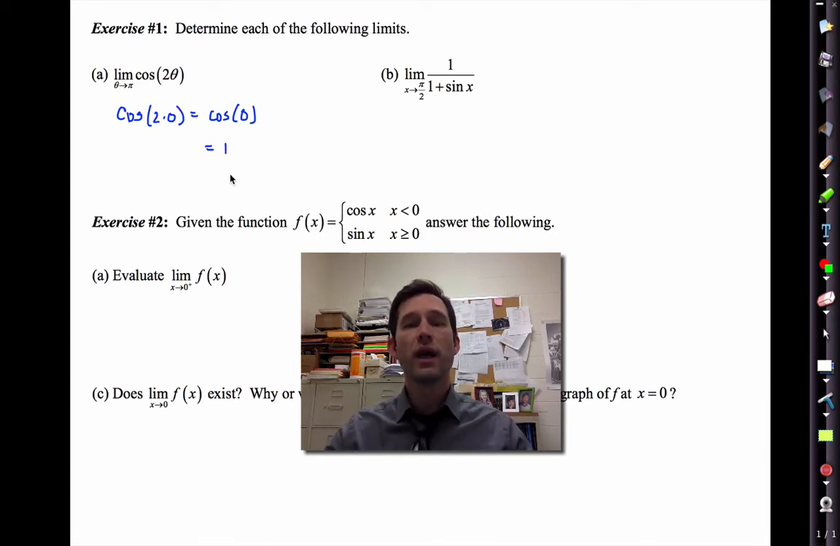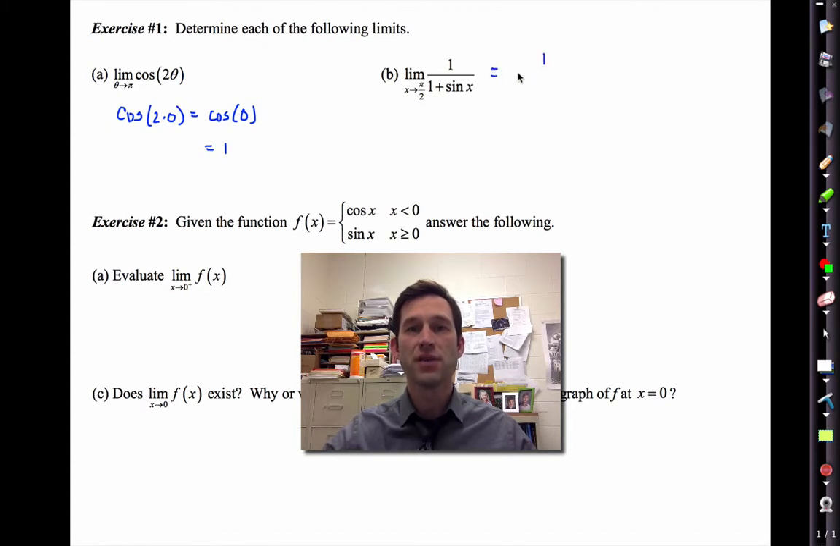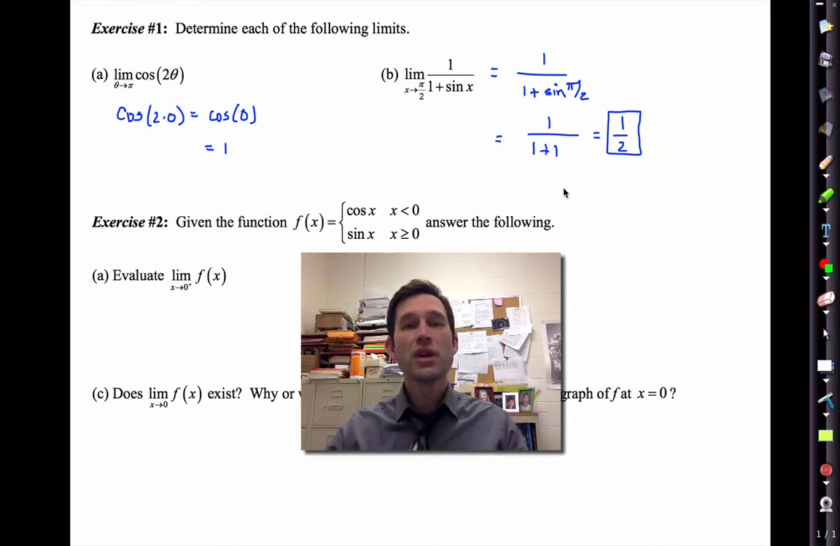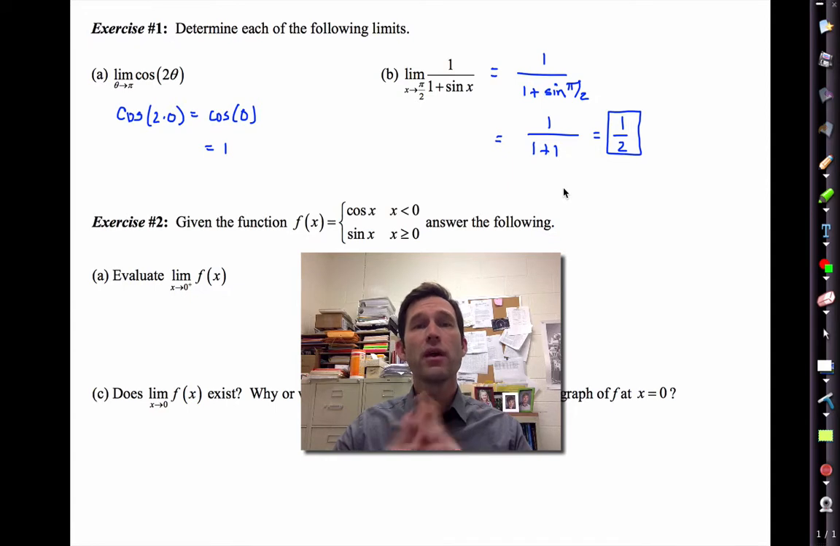Why don't you pause the video now and see if you can do letter B. Hopefully when you looked at the limit of 1 divided by 1 plus sine x as x goes to pi over 2, the first thing you tried is substitution. Since the sine of pi over 2 is equal to 1, this limit is no issue. It's 1/2.